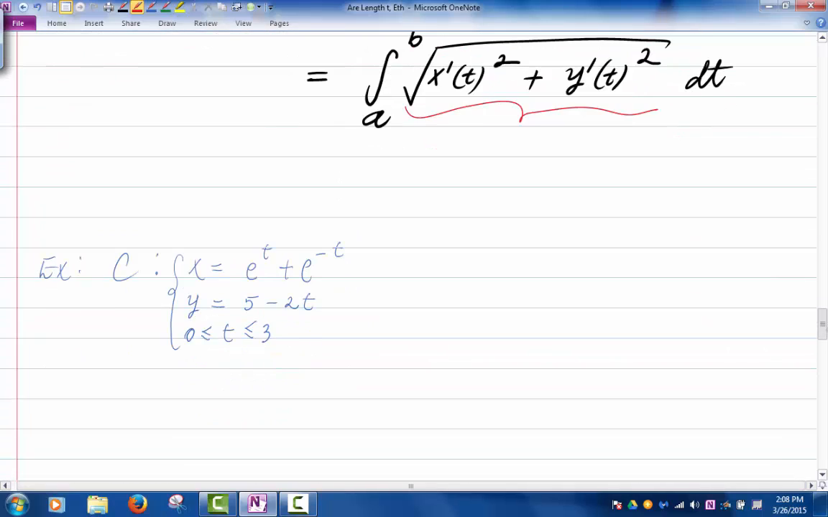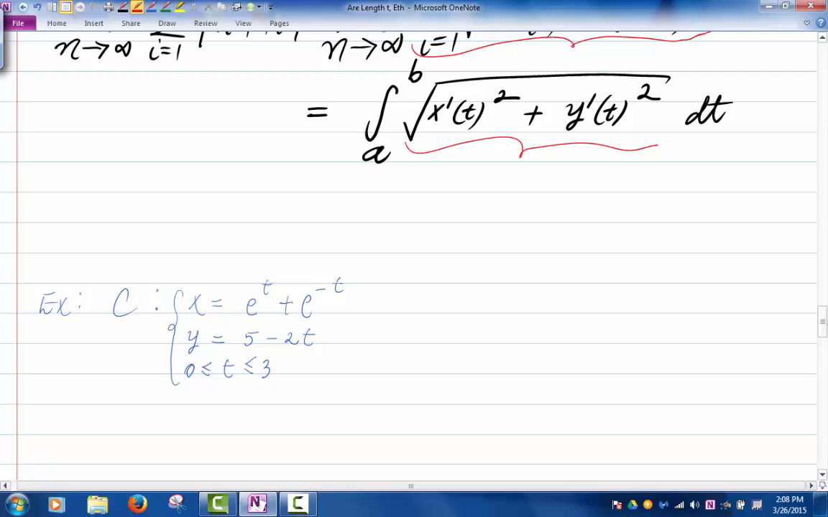Well, I think it's a good moment to do an example, okay? So I have the curve C, and I want to find the length of the curve C. How would I do it? What is the length of the curve C? Well, the formula is pretty easy. I have t varies from where to where? t varies from 0 to 3.